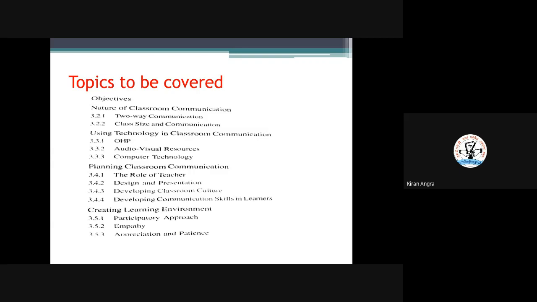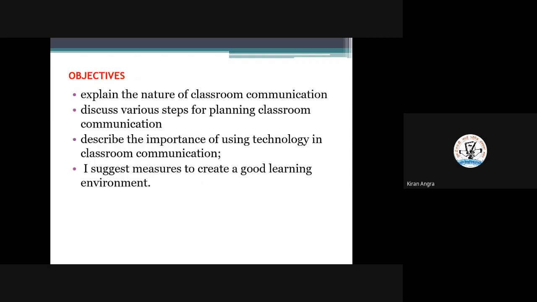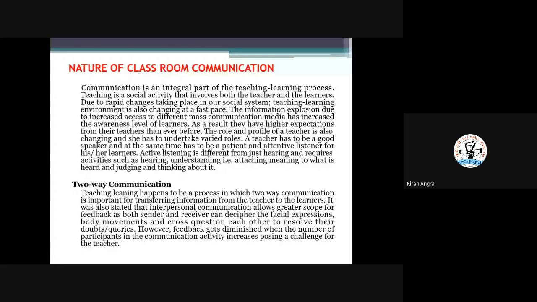First of all, let us see what is the nature of classroom communication. It can be two-way communication, or it can be class-wise communication. So let me first see the two-way communication. As the word implicates, the two-way communication is what we talk of whenever we talk of perfect, efficient learning.